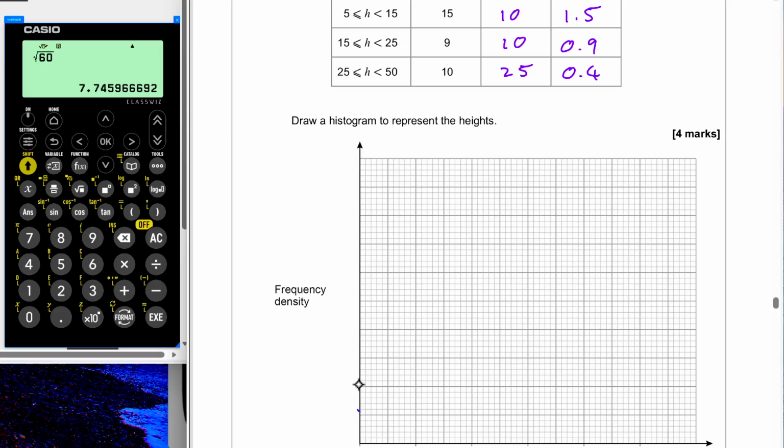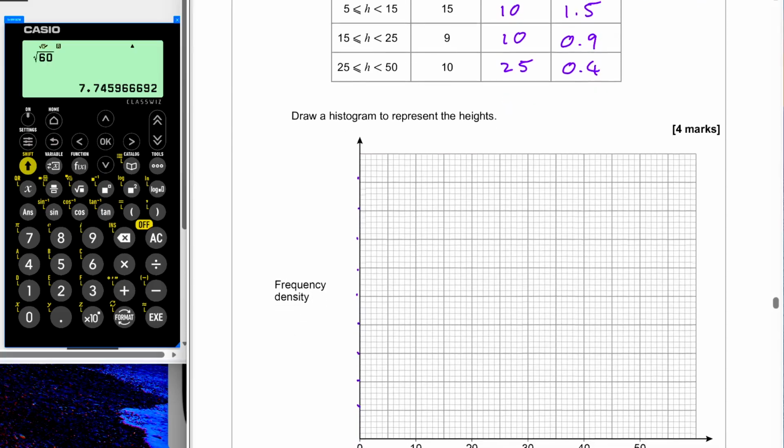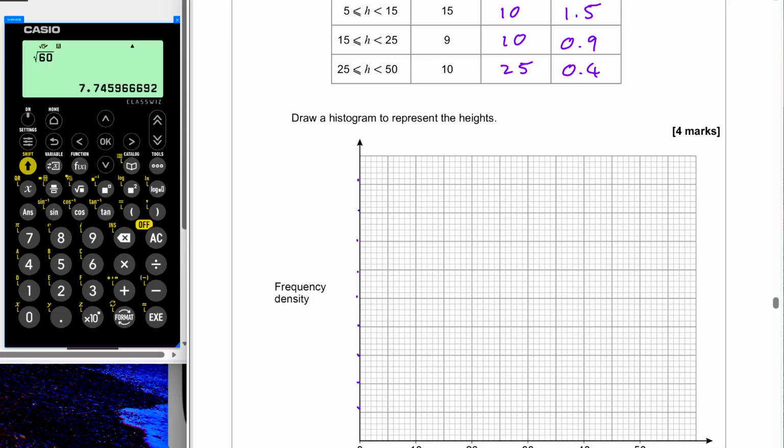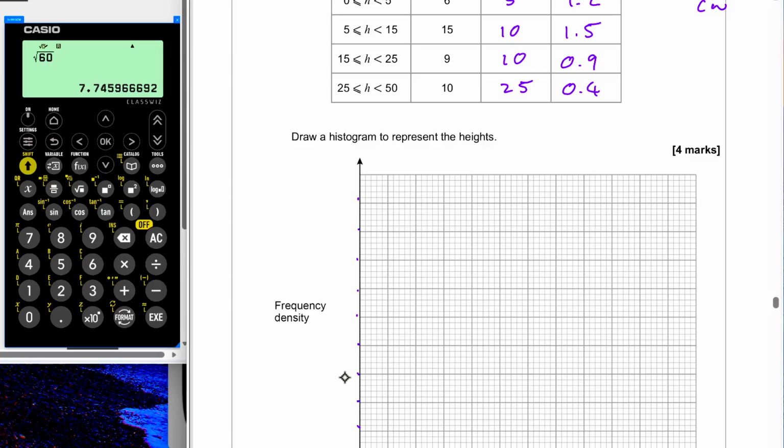How many squares have we got? 1, 2, 3, 4, 5, 6, 7, 8, 9, 10. Okay, so not set up particularly nicely. So we decide our scale for ourselves. 0.2, 4, 6, 8, 10. Yeah, we'll go up in 0.2s.